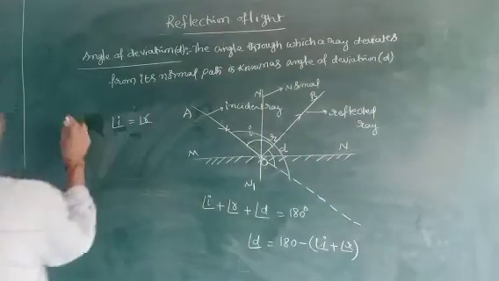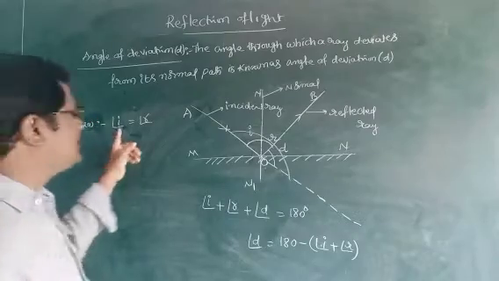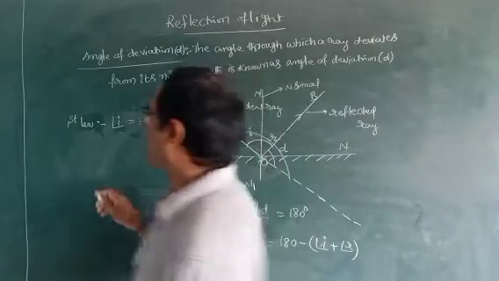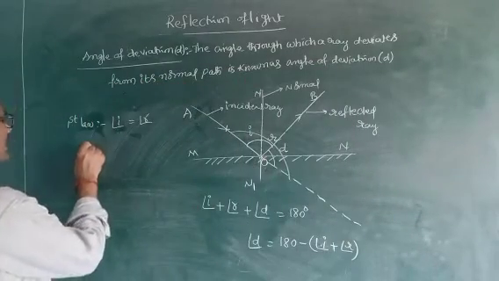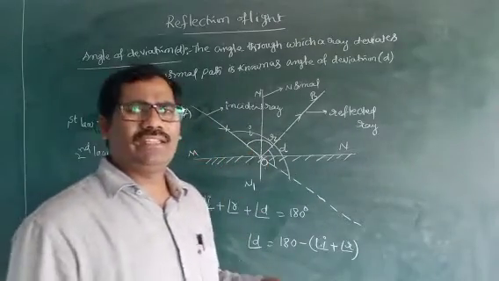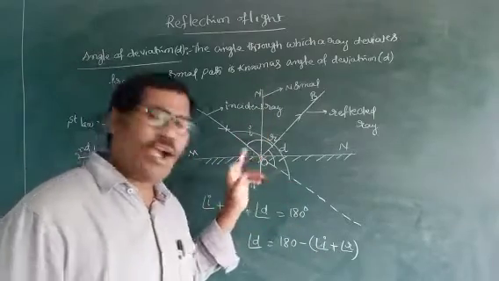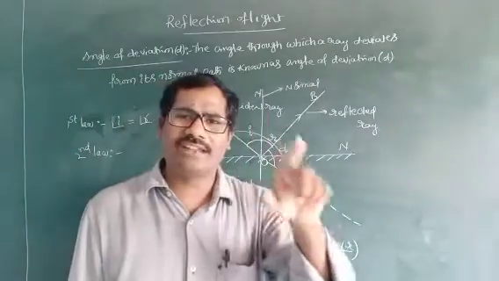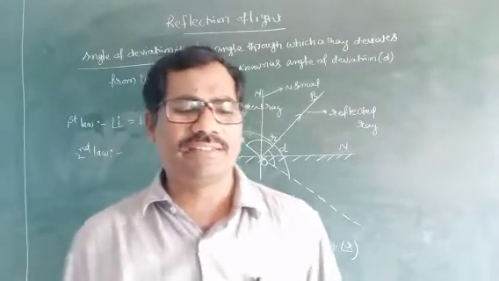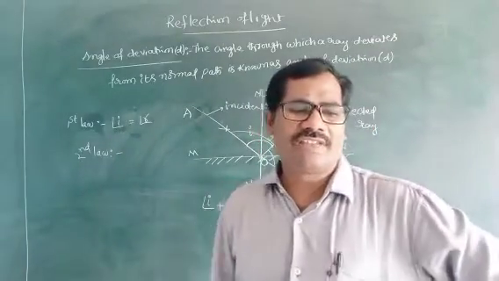The first law of reflection is that the angle of incidence is equal to the angle of reflection, angle I equal to angle R. The second law indicates that the incident ray, reflected ray and normal at the point of incidence lie on the same plane. That is the second law of reflection.